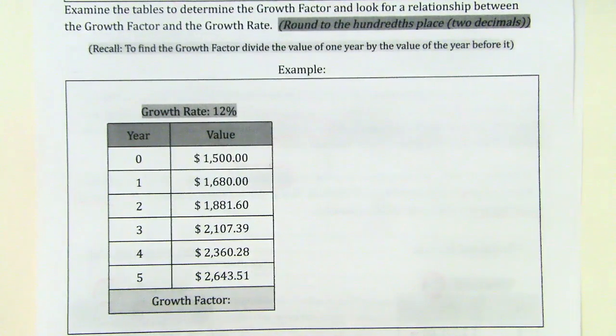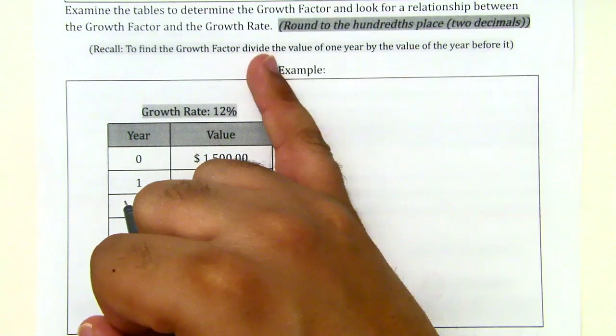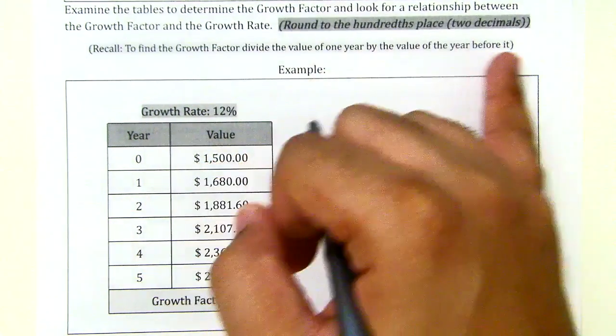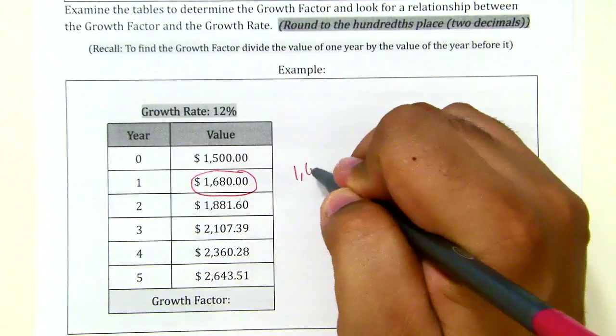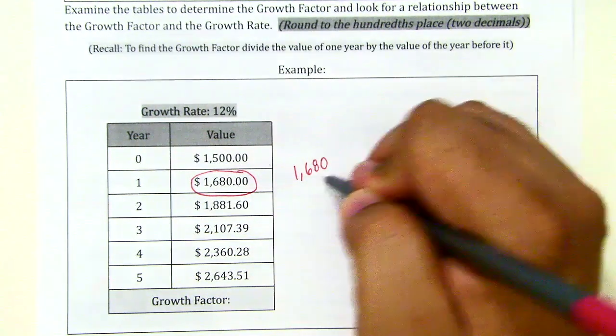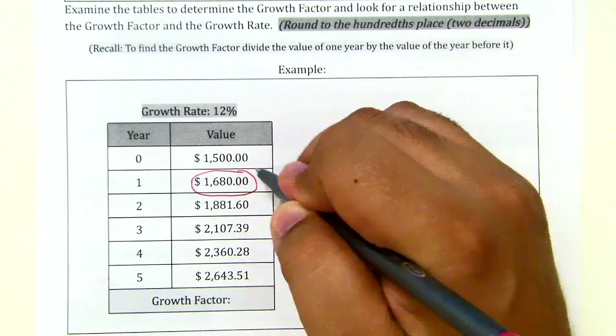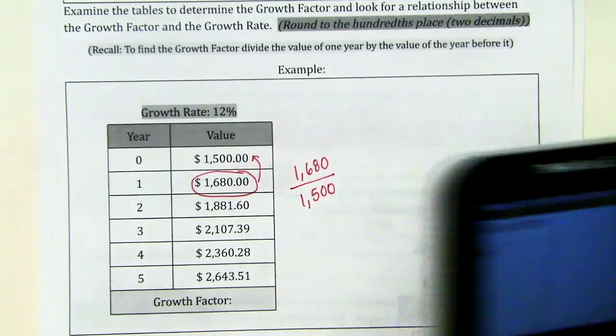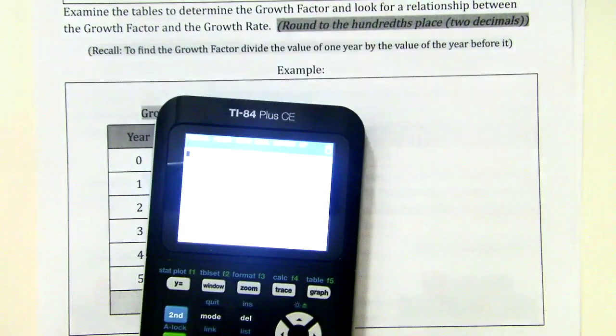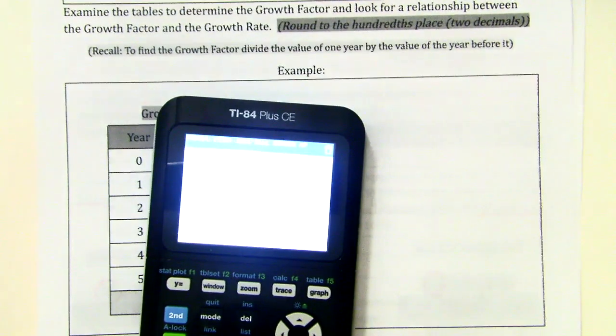All I need to do is divide the value of one year by the value of the year before it. So I'm going to look at the value at this year, $1,680, divided by the value of the year above it, $1,500. So in this case I have 1,680 divided by 1,500. I'm sorry, I'm just not going to be able to see my screen here, but that gave me a value of 1.12.